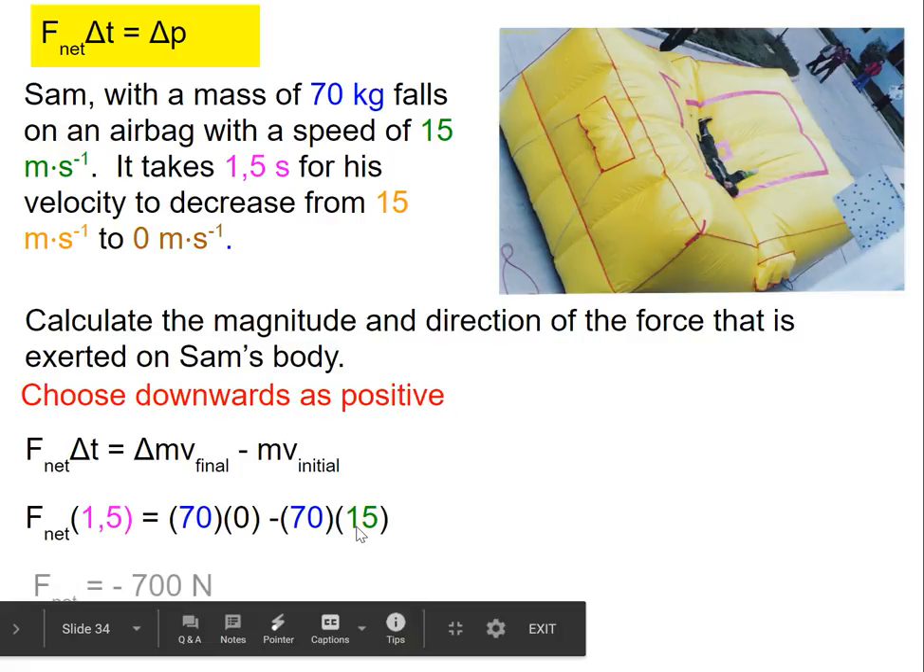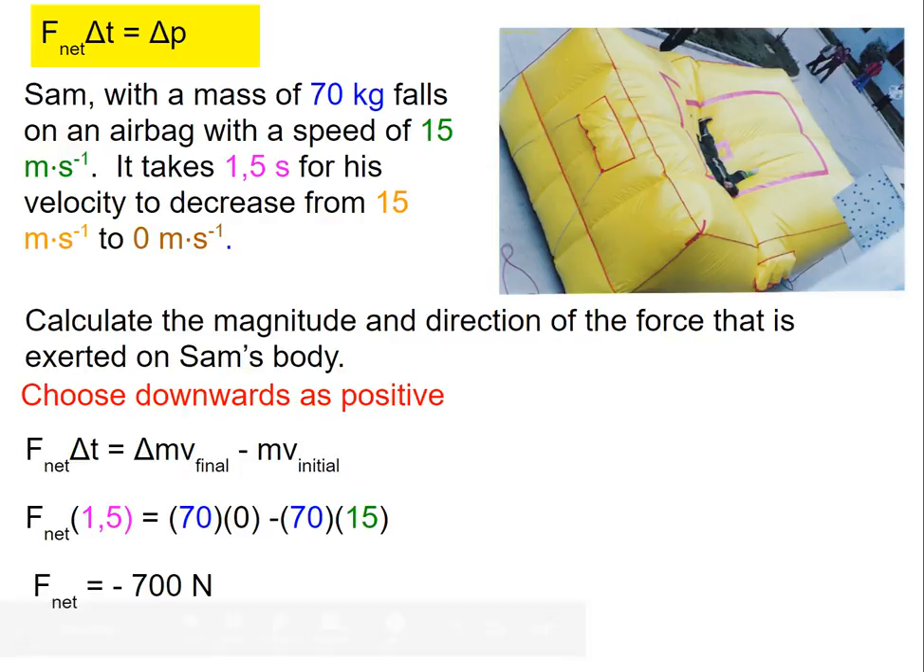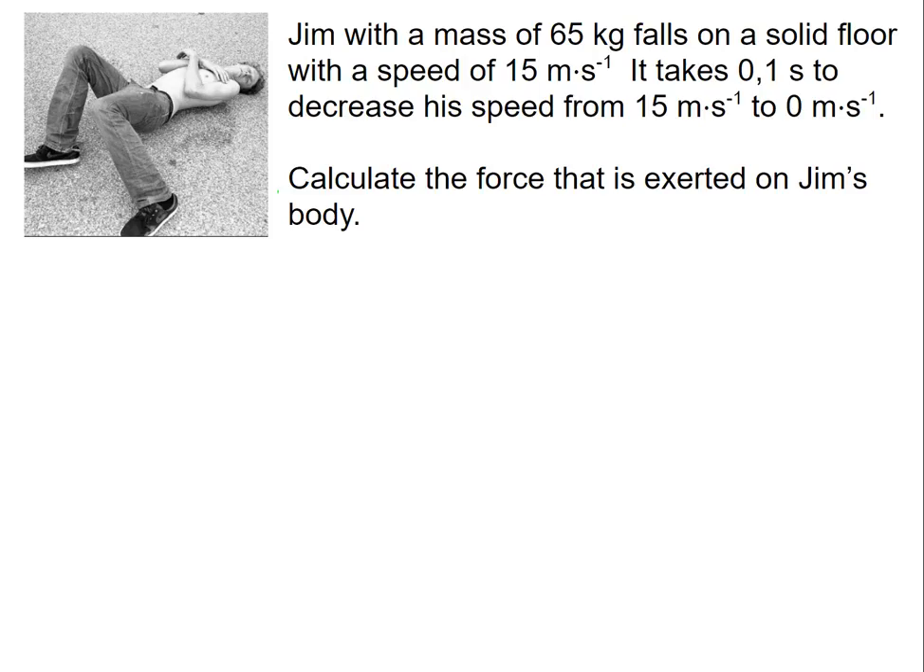Okay, so if I plug in all these values, then I get a final force that is acting on him, of minus 700 Newton. That negative sign I need to interpret as a direction. I chose downwards as positive, so this direction must be upwards. Okay, let's look at our next example.